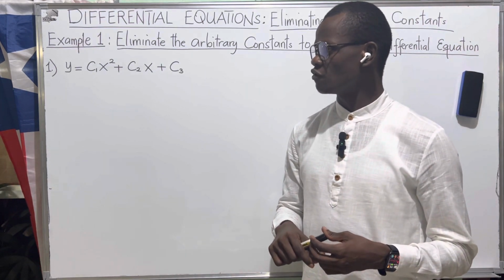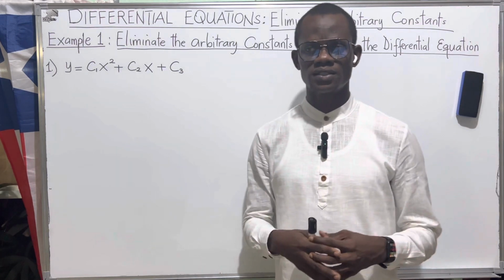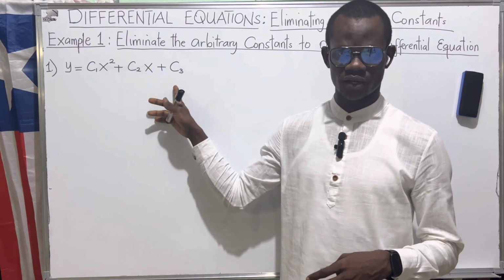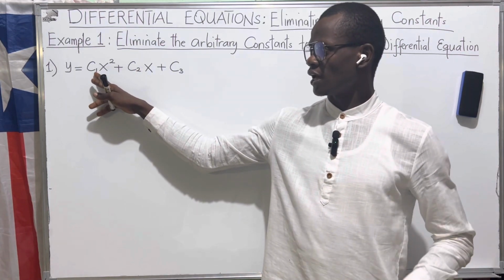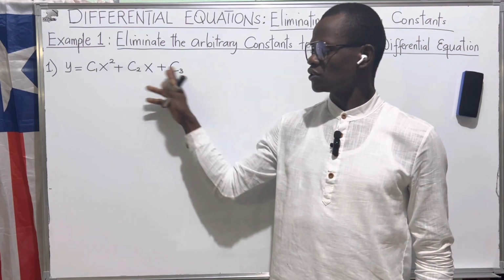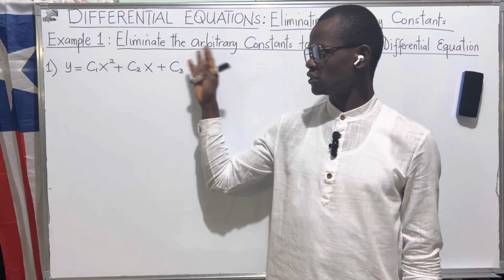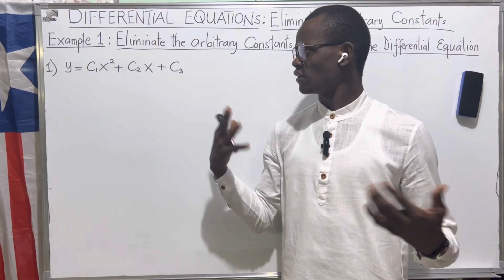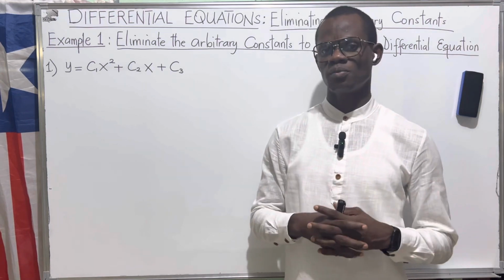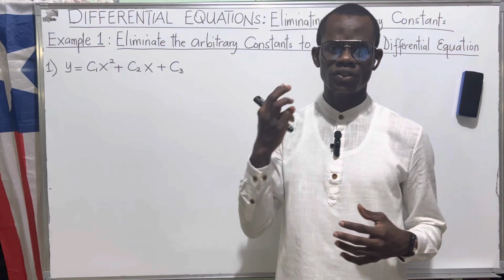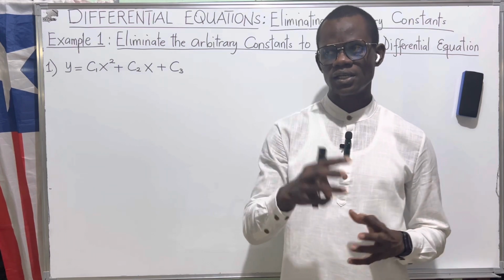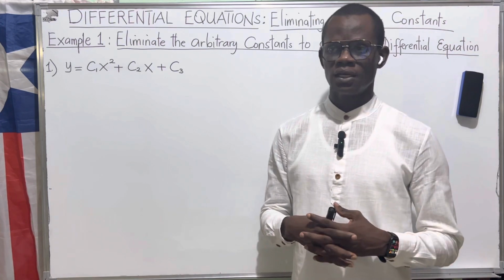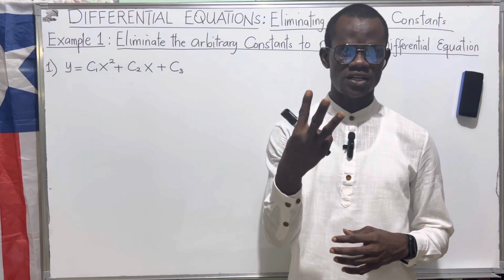To do that, we first need to identify how many arbitrary constants are within the problem. So we have C sub 1, C sub 2, C sub 3. The fact that we have these constants to be different, that is C sub 1 is different from C sub 2 and C sub 2 is different from C sub 3, we have clearly seen that there are three constants within the problem. And since there are three constants within the problem, the number of times that we are to differentiate it will be 3 times as well.